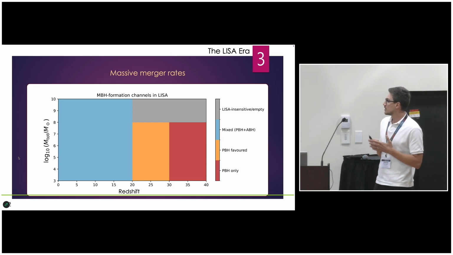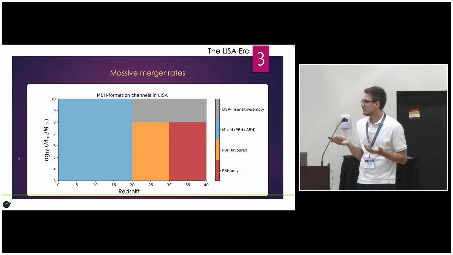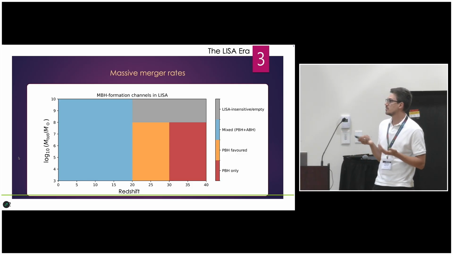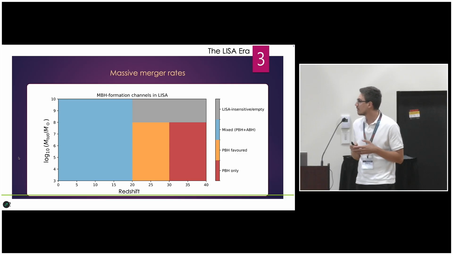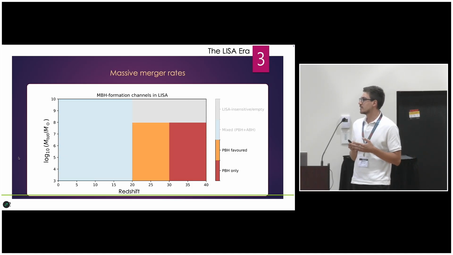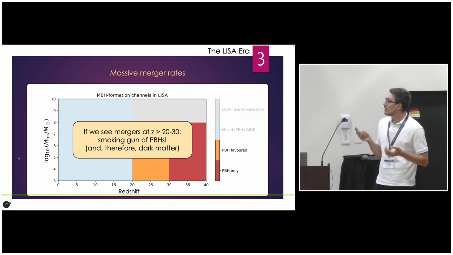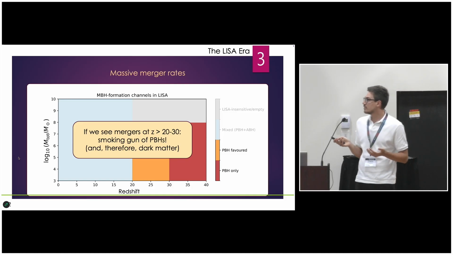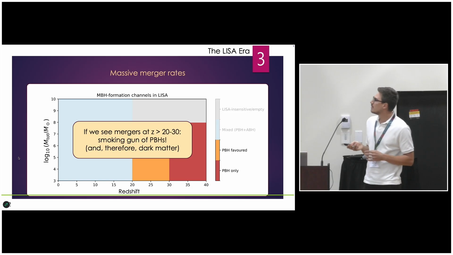Here is just a summary of what I just told you. On the y-axis, the total mass of the binary as a function of the redshift. If we see mergers between redshift 0 and 20, all of those could be produced by primordial black holes or astrophysical ones. But if we focus on redshift greater than 20 or even greater than 30, those could probably just be primordial black holes. So if we see mergers at those high redshifts, that could be a smoking gun of primordial black holes, and hence also dark matter.